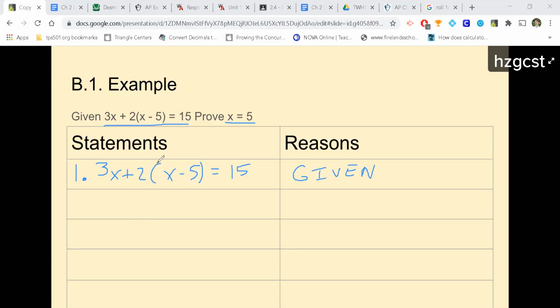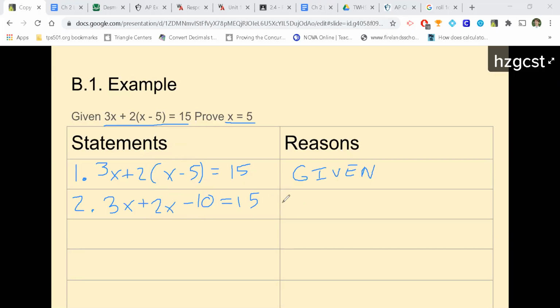I don't like having parentheses in my problem. To get rid of those, I would take this 2 and I would distribute it through the parentheses. If I do that, what I would get is 2x minus 10. 2 times x is 2x. 2 times negative 5 is negative 10.